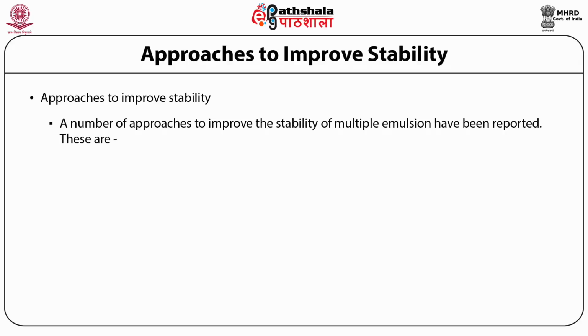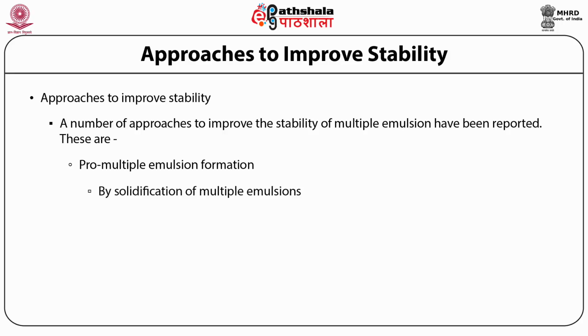Another approach for the stabilization of multiple emulsion is pro-multiple emulsion formation. In this approach, the emulsion is stabilized by changing the physical nature of the emulsion from liquid to solid by using an adsorbent or solids. Whenever the multiple emulsion is needed, this pro-emulsion is dispersed in a specified quantity of water to form the multiple emulsion. This is a new approach and is still under extensive investigation. But if one gets success in this approach, definitely the commercialization of multiple emulsion is possible.